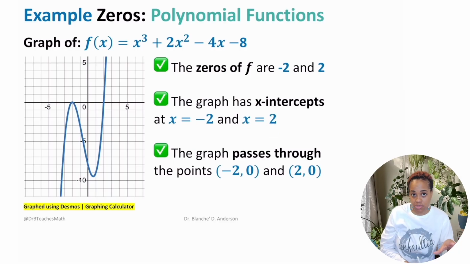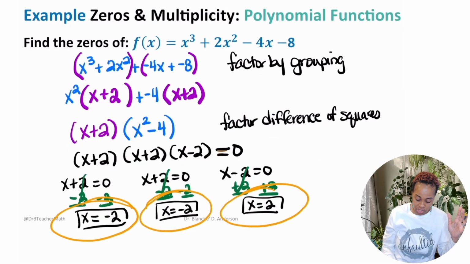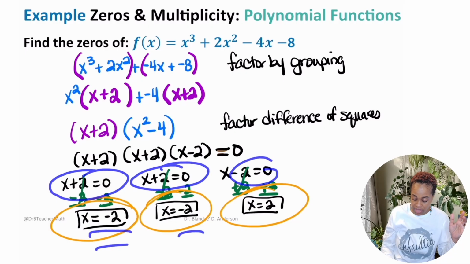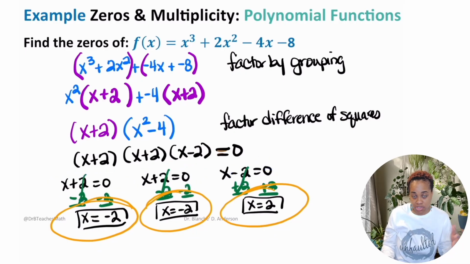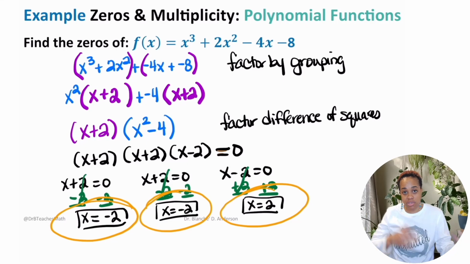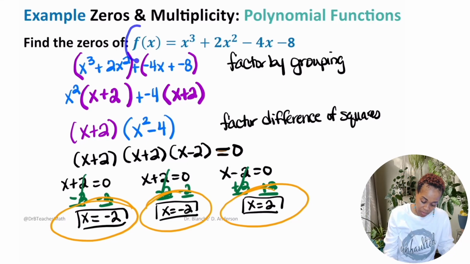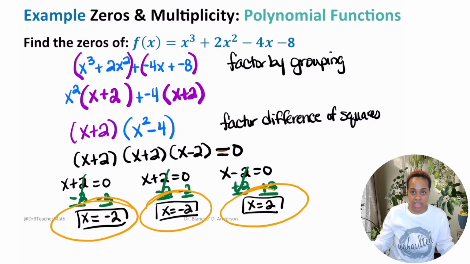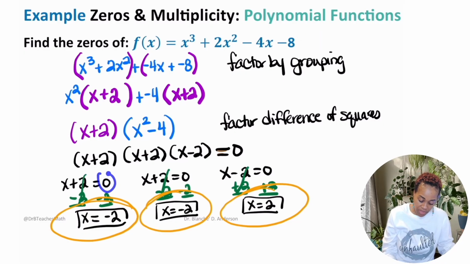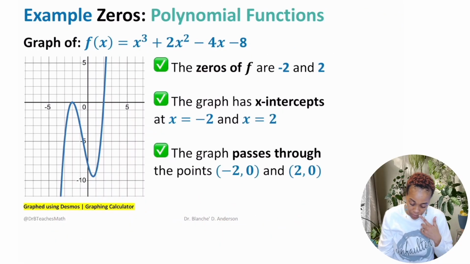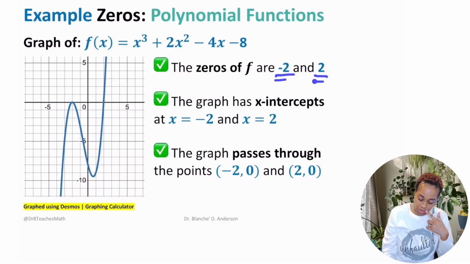Why are they x-intercepts? Because when I set them equal to 0, I found the x values. To find x-intercepts, you set y equal to 0 and solve for x. Remember, this is what we're doing. We're saying f of x is equal to 0, and we're saying find all the x values where they give you 0. That's what we're doing here. So these are my 2 zeros, -2 and 2.